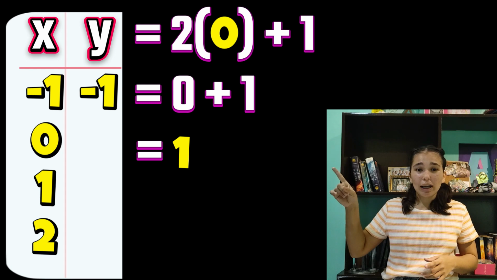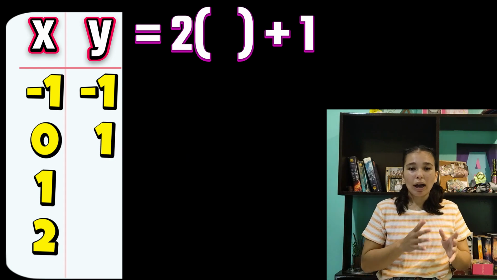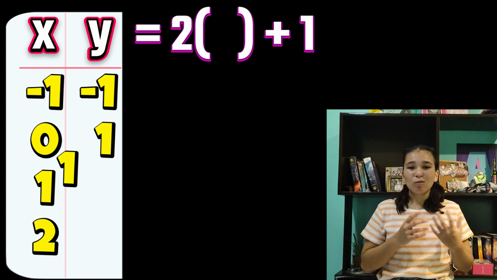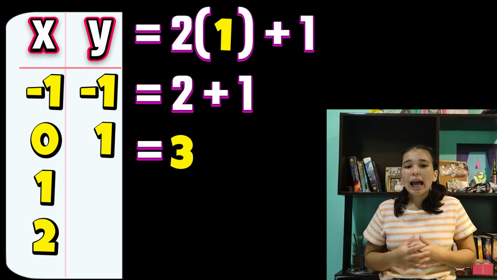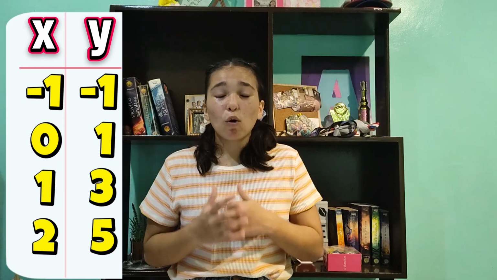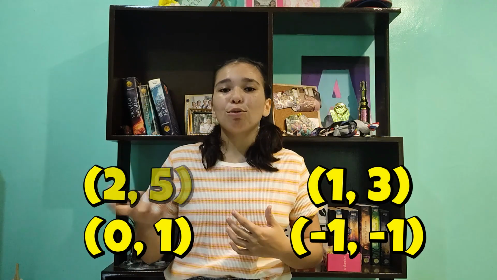So put that 1 right next to that 0, and then we are going to put the 1 and the 2 also into this function. So when we put 1 into the function, we will get 3, and if we put 2 into the function, you will get 5. Now, nanata sa tanan ordered pairs natong kailangan para mo graph sa kanina linya. We have -1, -1, 0, 1, 1, 3, and 2, 5.